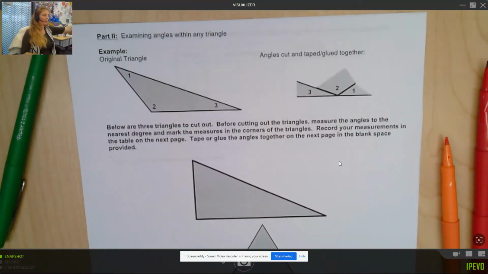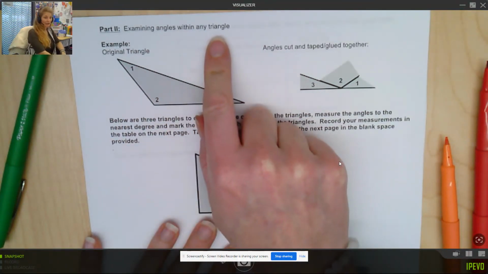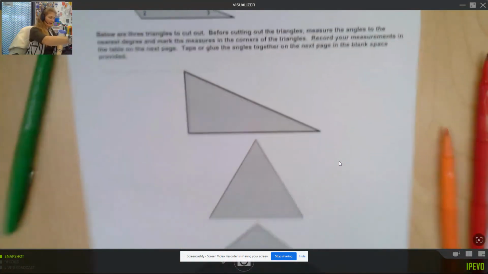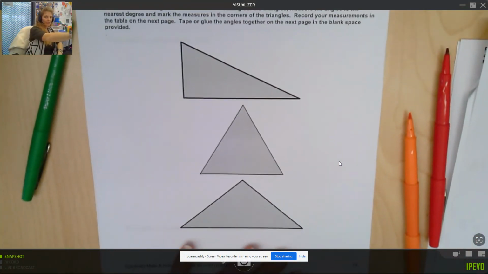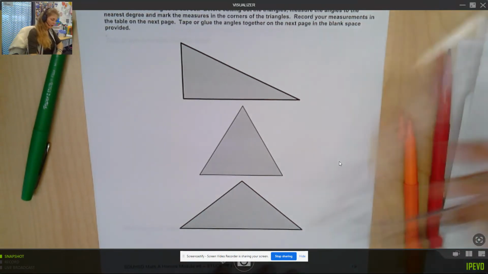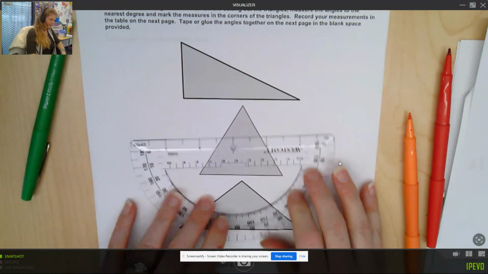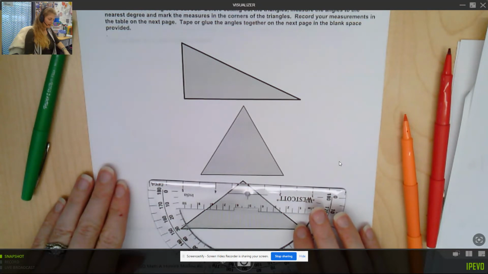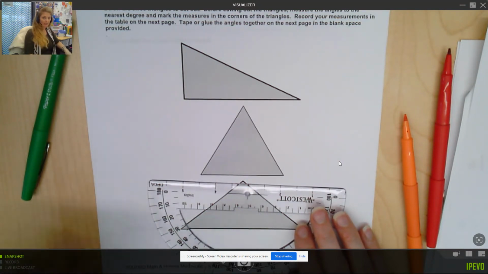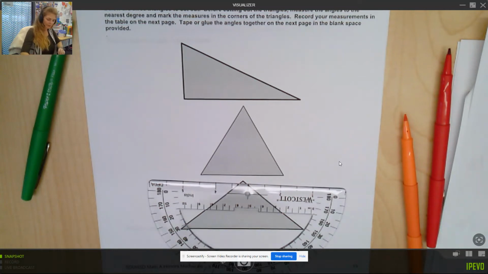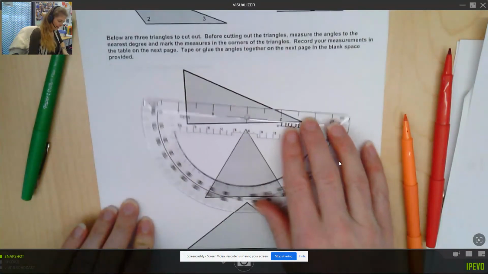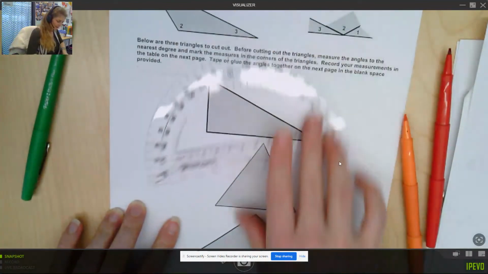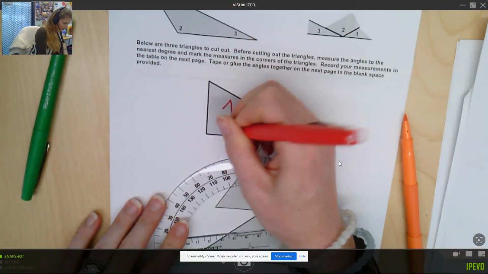Our next activity is we are going to prove that the angles in any triangle add up to be 180 degrees. So we're going to examine angles within any triangle. Below we have 3 triangles that we're going to cut out. But before cutting out these triangles, we are going to use our protractor to measure our angles to the nearest degree. And we're also going to measure our side lengths. And then we're going to record our measurements in the next table and then tape or glue the angles together on the next page. So first things first, we're going to measure these angles, and a little review of the protractors. So this is going to be triangle number 1 for me.